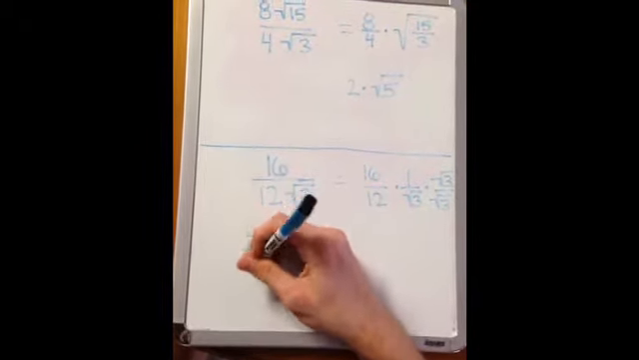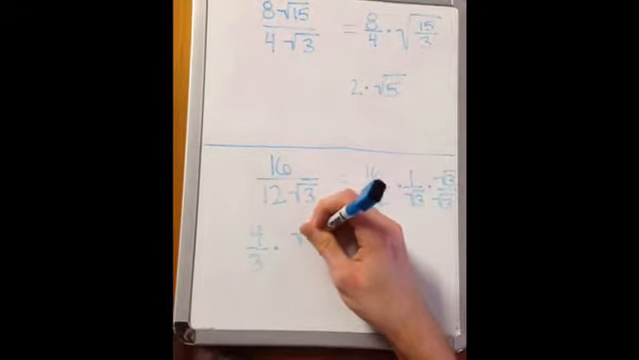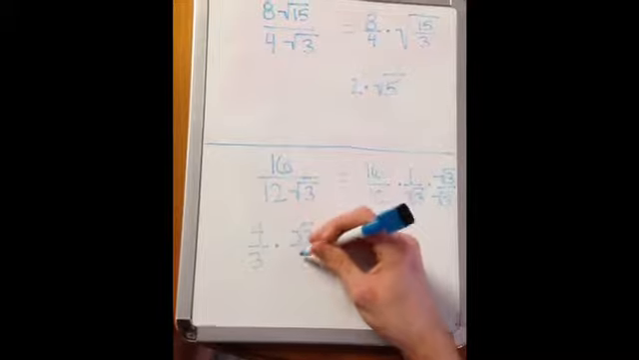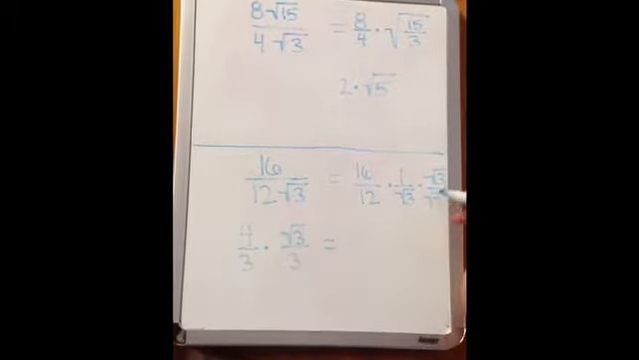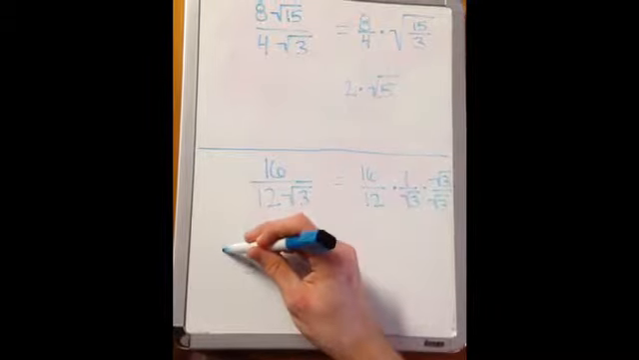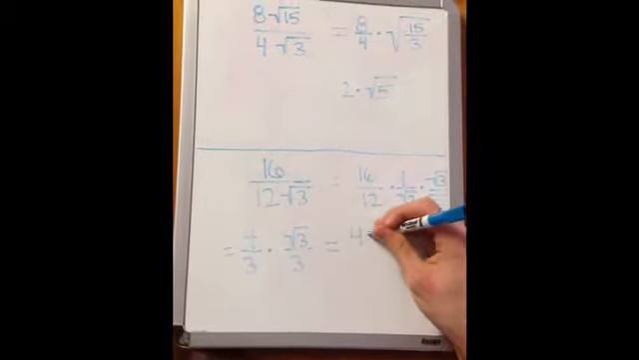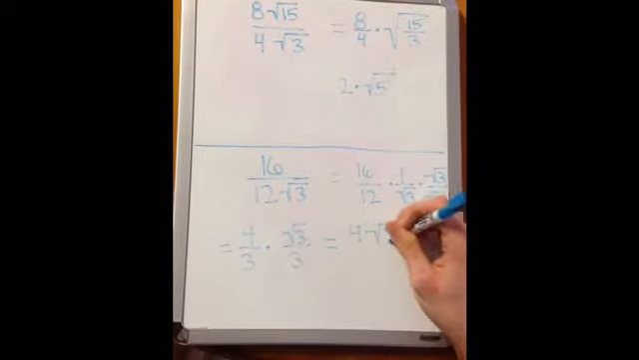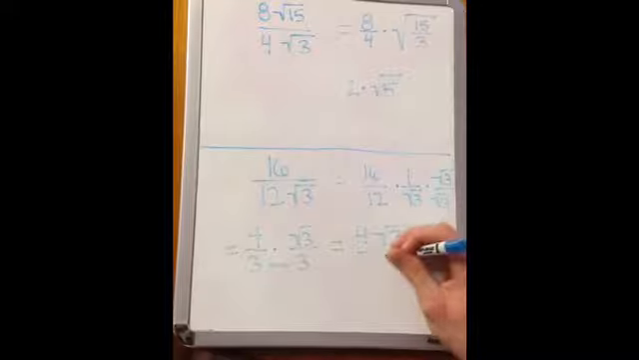So 16 over 12 simplifies to 4 over 3, and 1 over the square root of 3 times the square root of 3 over the square root of 3 simplifies to the square root of 3 over 3. Now multiply the two terms, and your final answer would be 4 times the square root of 3 over 9.